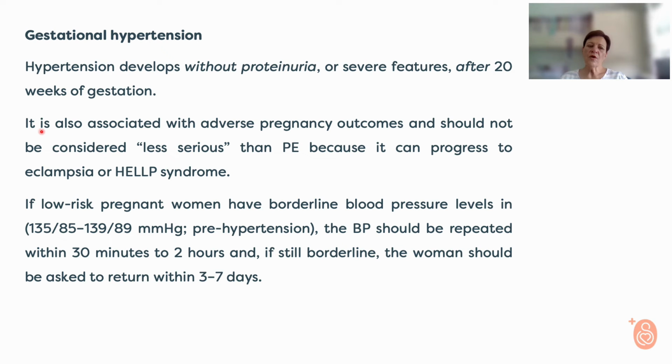Now, gestational hypertension is usually fairly mild, but one should never ever ignore hypertension during pregnancy, because it also has adverse pregnancy outcomes, and it very easily also goes over to preeclampsia and eclampsia and HELLP syndrome.